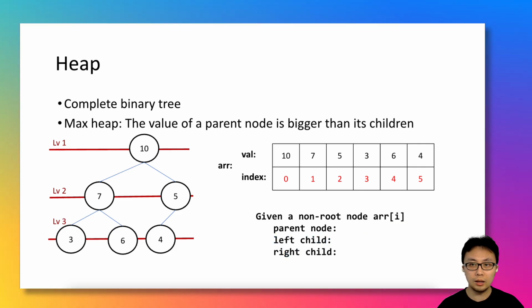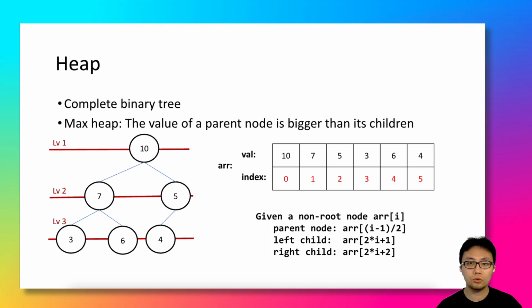When we use an array to store the data of a heap, given an arbitrary node at index i, the index of its parent node is (i minus 1) divided by 2. The indexes of its left child and right child are 2 multiplied by i plus 1 and 2 multiplied by i plus 2, assuming that it has two children, of course.